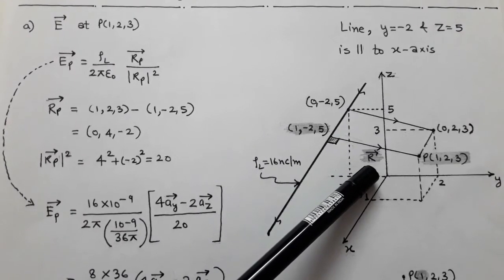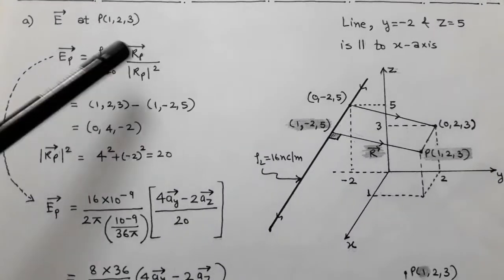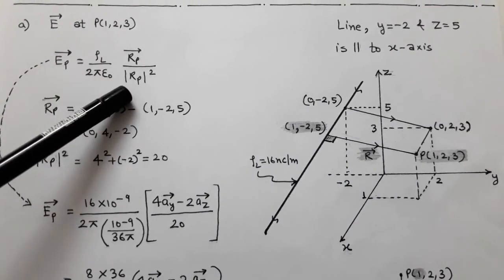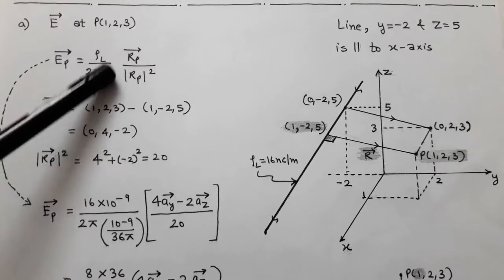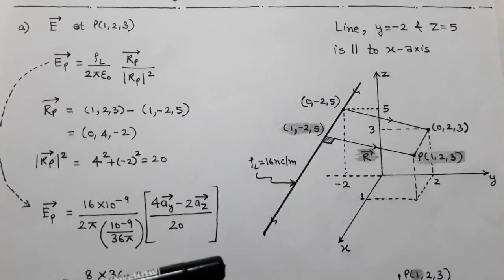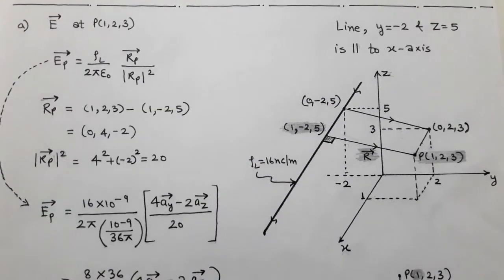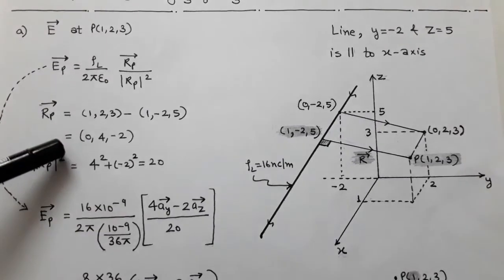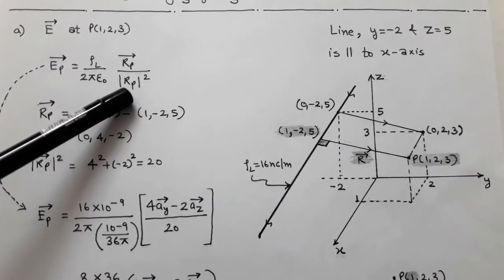After this we use the formula of electric intensity due to line charge, that is rho L upon 2 pi epsilon naught r square unit vector r. In terms of unit vector r we can write vector upon its magnitude. So here the electric intensity due to line charge gets converted into rho L upon 2 pi epsilon naught vector Rp upon Rp magnitude square.